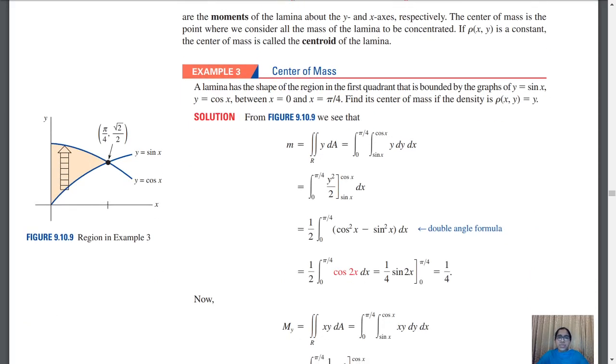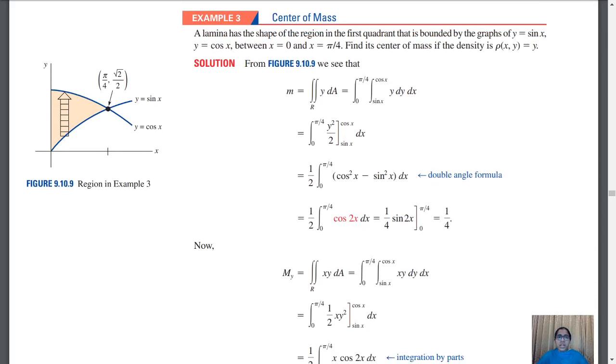So let's just go through the example. Example 3. A lamina has the shape of the region in the first quadrant that is bounded by the graphs of y equal to sin x and y equal to cos x between x equal to 0 and x equal to pi by 4. So the region can be easily drawn, or you can just refer to figure 9.10.9.